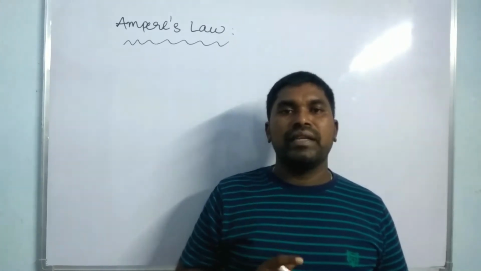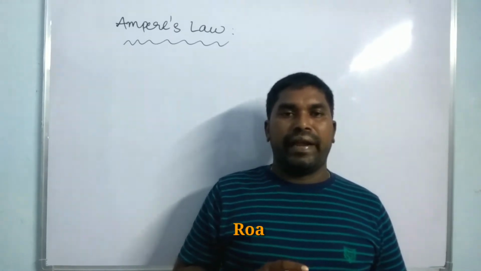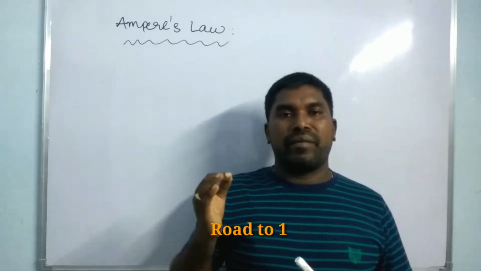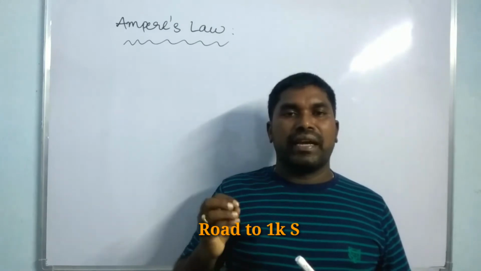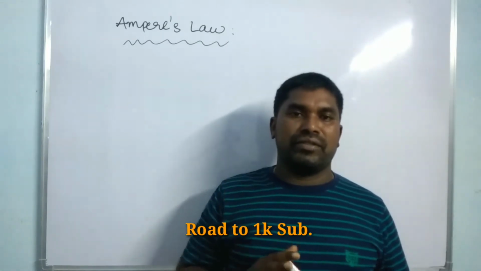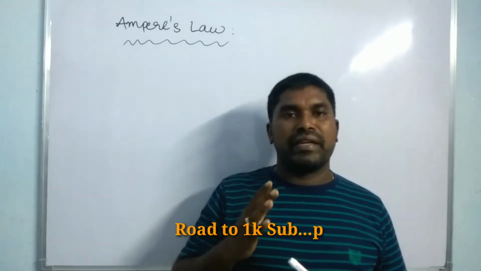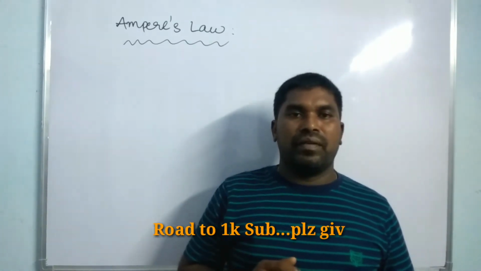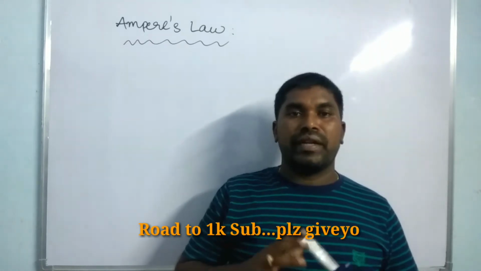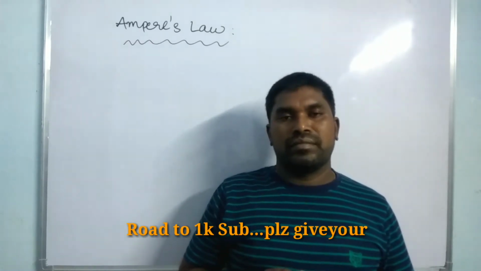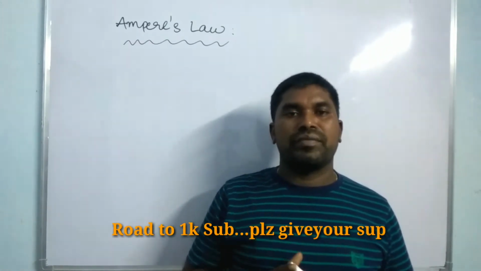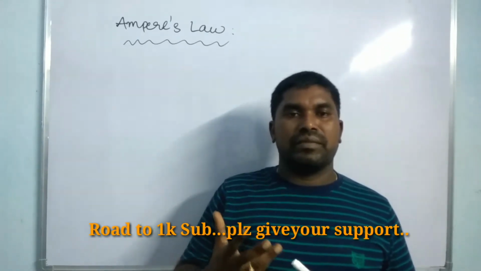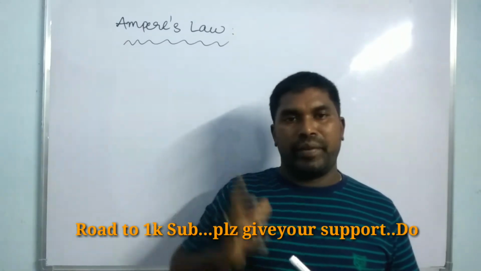You have to find the net magnetic field. And in the case of Ampere's law, the current carrying conductor must have a steady current. So if the conductor has a steady current, then we use Ampere's law. But in the case of the Biot-Savart law it is not required. So that is the major difference between the Biot-Savart law and Ampere's law.